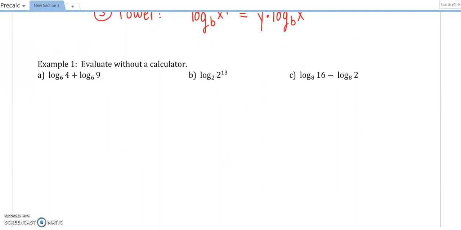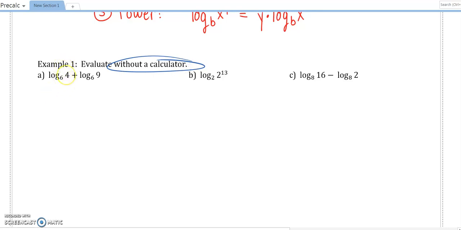So let's see if we can use these properties to actually simplify some logs. Take a look at example 1. Evaluating without a calculator, so no calculator at all. The first one says log base 6 of 4 plus log base 6 of 9. Because this is a base 6 and this is a 4, I can't find a way to rewrite it like we did before. This is like saying what exponent turns 6 into 4, 6 to the what would equal 4? That's a question I can't answer, because 6 and 4 don't have that kind of relationship where I can just know what that exponent is.